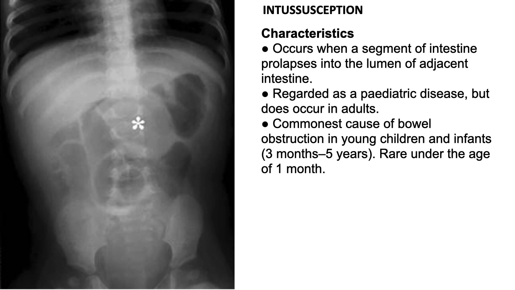Now another pathology, a very common pathology, is intussusception, or invagination. Intussusception occurs when a segment of intestine prolapses into the lumen of adjacent intestine. It is a common cause of bowel obstruction in young children and infants between 3 months and 5 years. It is very rare under the age of 1 month.